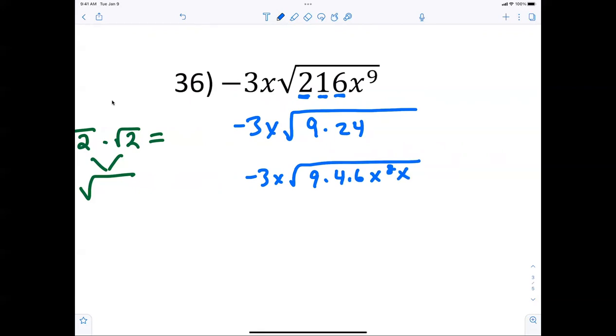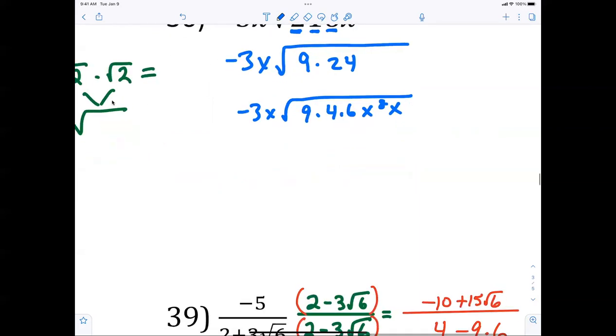All right. Now I'm hoping some people in here know 216 is 36 times 6. But if not, you just have to break it down. You have to find the perfect squares. So with that, what's the square root of 9? What's the square root of 4? 3 times 2 times this, negative 18.